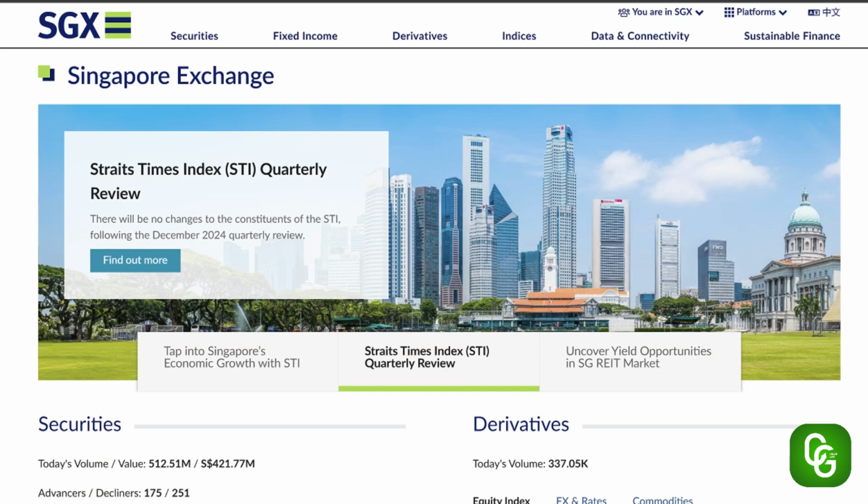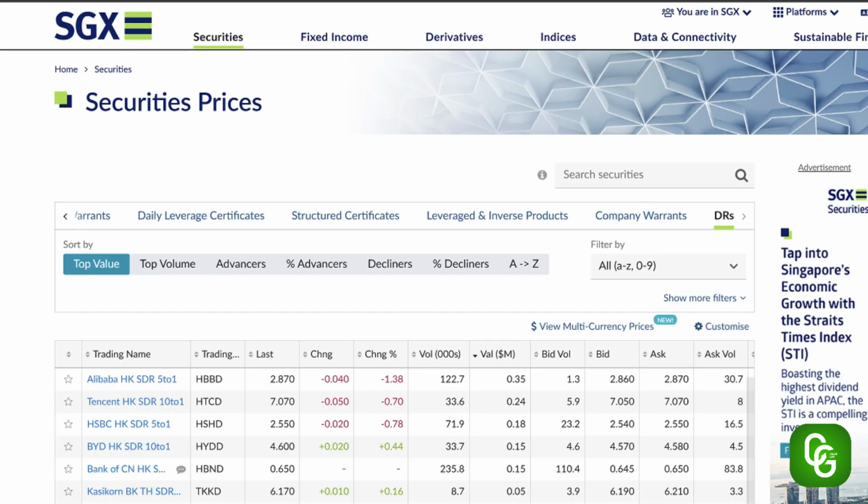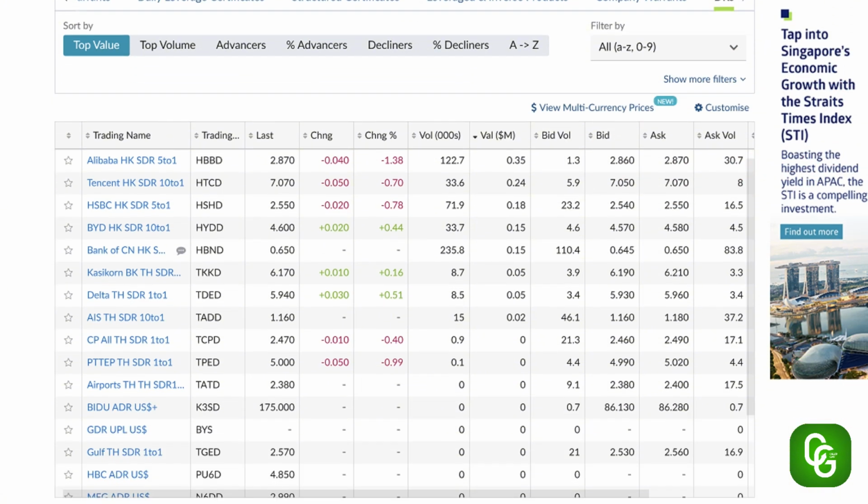So this is the SGX website. When we go through Securities, there comes up Price. You need to select this Price. After you click Price, you get to this whole page. From this page, you go to the right side, all the way to the end. And over here, this is DR. DR is a depository receipt. When I click this one, these are the stocks that come out, and these are the prices.